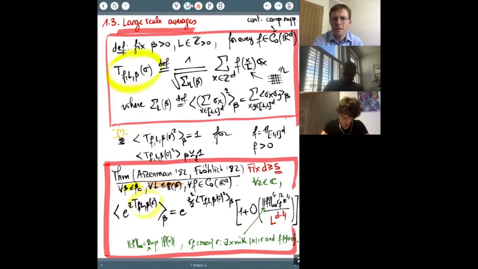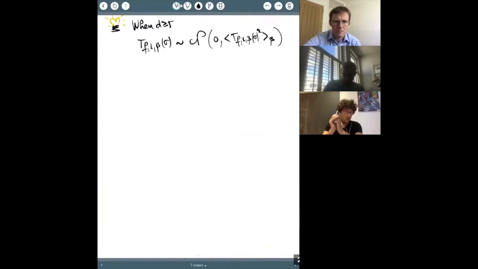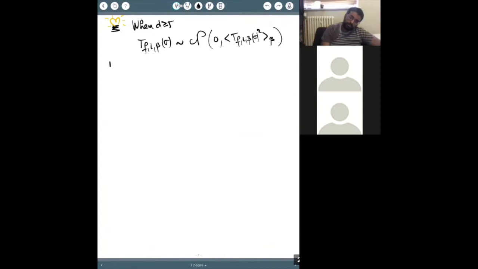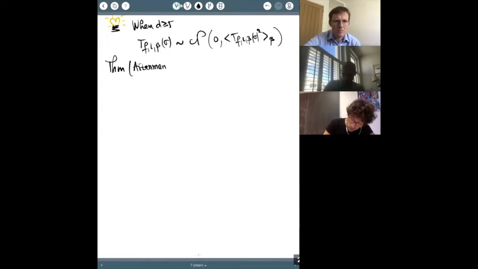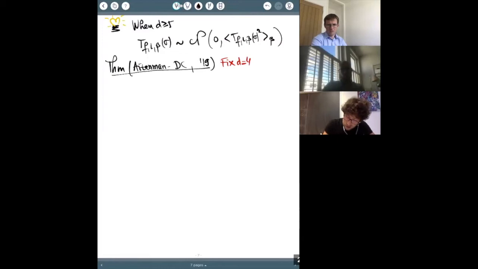Okay. So this is from 82. Now, what waited for 40 years? What waited for 40 years is the generalization, or rather the extension, to d equal 4. And I'm going to tell you in a minute why it's not just trying to play and get one more dimension, why it's very important to get dimension 4 in some sense.